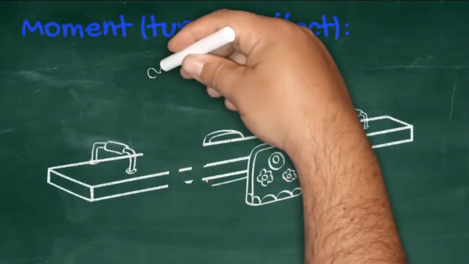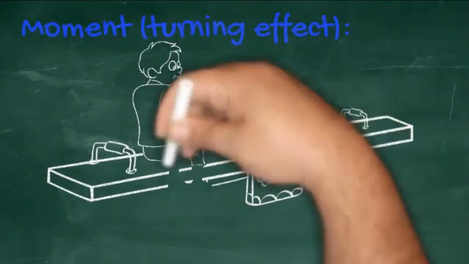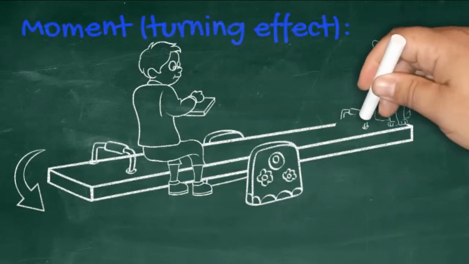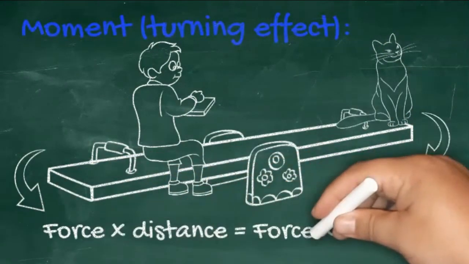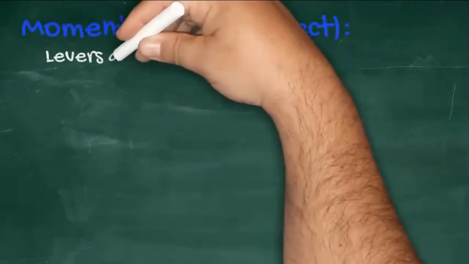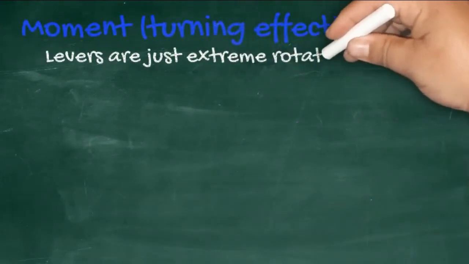This leads to an opportunity for questions. For example, a boy of 60 kilograms, a force of 600 newtons, is 50 centimetres from a pivot. How far away would a cat of 12 kilograms have to be from the pivot to balance his weight? The answer is 2.5 metres.